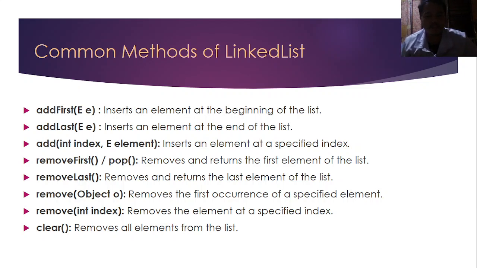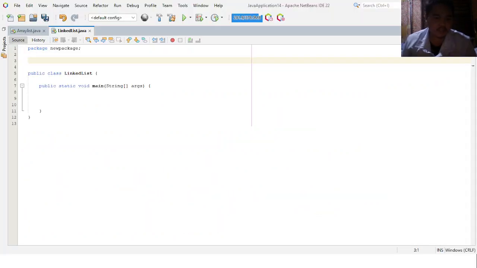First is addFirst, where you insert an element at the beginning of the list, or addLast, or add, where you insert an element at a specified index. And next, removeFirst, where you can use pop, removeLast, then remove the first occurrence of the specified element, and then remove what you want with the specified index, and then clear to remove all the elements in the list. Now let's do the coding.